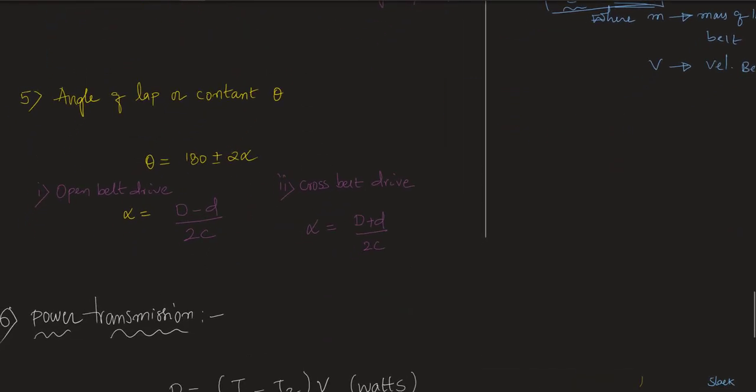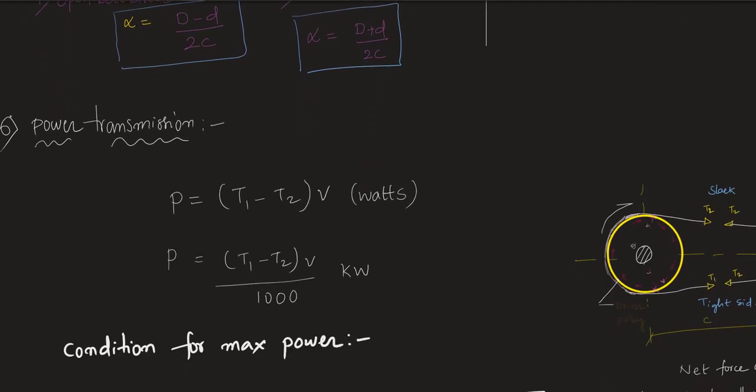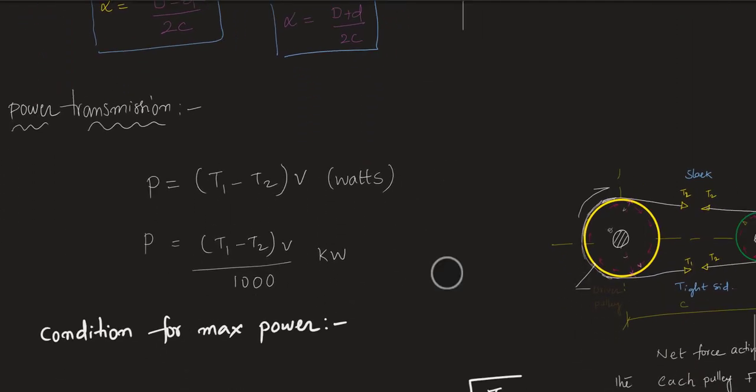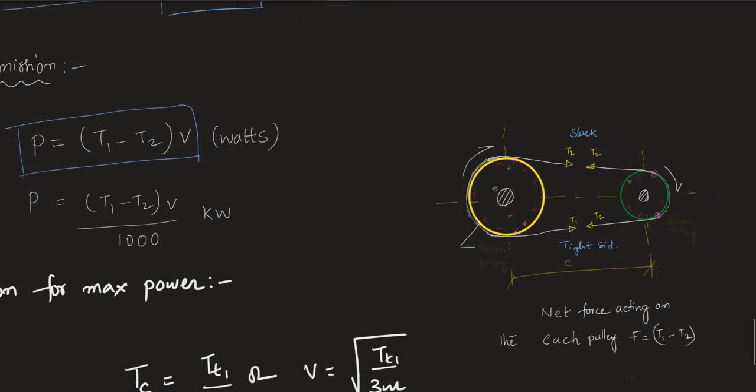Next, there are some more basic fundamental formulas. Like we have already discussed, the angle of lap can be calculated using this formula, and in that, alpha can be calculated using this if it is an open belt drive, and if it is a cross belt drive, then alpha can be calculated using this formula. Similarly, power transmission in a belted drive can be calculated using this formula. So how did we get this formula?